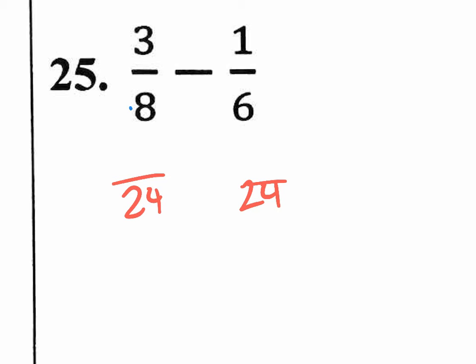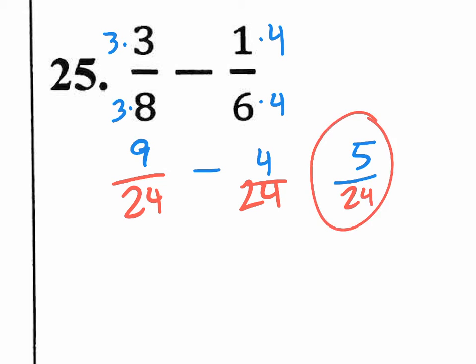How do you get 24? 8 times 3 gave us 24. 3 times 3 gives us 9. 6 times 4 gives us 24. 1 times 4 gives us 4. 9 take away 4 is 5, and it's over that common denominator 24. Nothing else to do. There's your answer. 5 over 24.